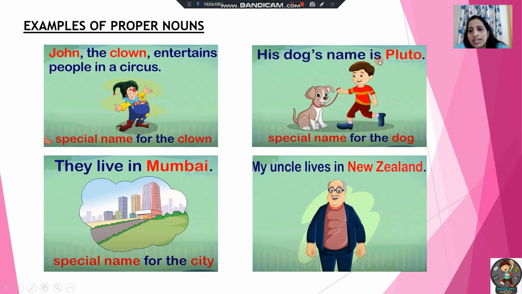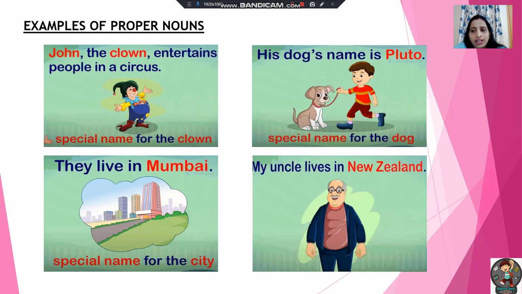Next, his dog's name is Pluto. अब हमने डॉग को एक नेम दे दिया है, so it will also be proper noun. They live in Mumbai. तो यहाँ पे हमने सिटी को एक स्पेशल नेम दिया है and we are talking about a particular place where they live. That is Mumbai. So that's why it will also be an example of proper noun. Here we are talking about my uncle lives in New Zealand. We are talking about a particular country. Okay, so the name of the country, that will also be a proper noun.